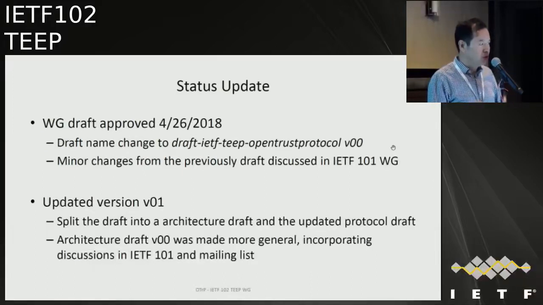So we had a draft approved by the work group in March, then officially in April, with a minor change, the draft name changed to the work group file name, and a few comment changes. Then we made version 1.0. That is when we produced the architecture document, and then we made a change to the protocol document, taking out some content that was too architecture oriented, to avoid overlap. The architecture document is a little more general than the original OTRP. So that is the update.